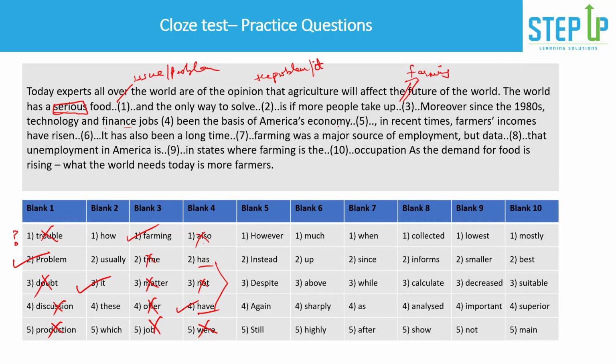But the basis of America's economy, dash in recent times, farmer income have risen. So he was earlier saying technology, finance jobs were the basis of America's economy. But he's saying now farmers' incomes have risen. So there should be a switch here which indicates a shift in meaning, right? So the fifth option should be however, instead in recent times. Okay, it doesn't make sense. Despite in recent times. Okay, no, again in recent times. So this is in line with that. We should be looking for something that is antithesis to this. So however is the best option. However, in recent times, farmers' incomes have risen.